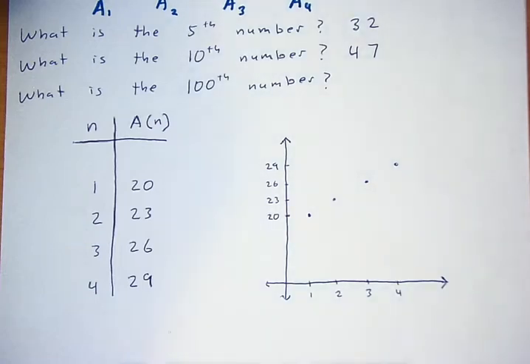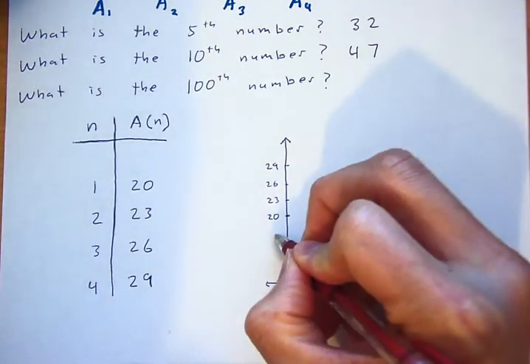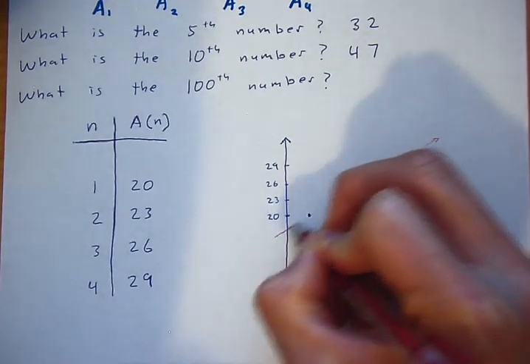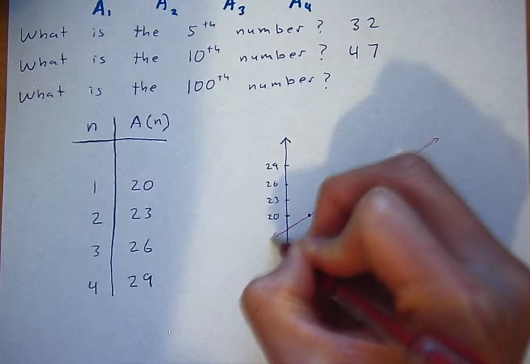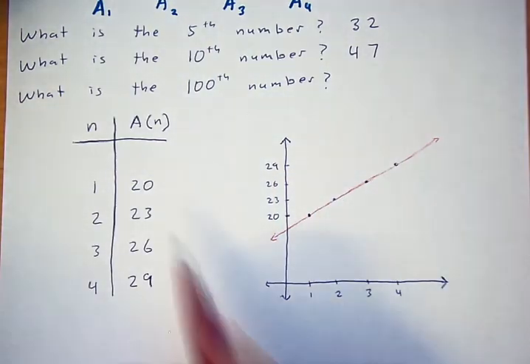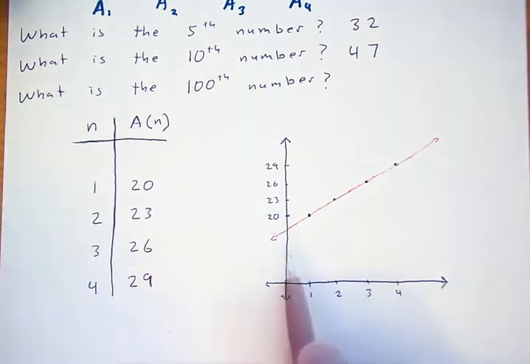And if I were going to connect these dots to form a line, there you go. So if you're looking at this graph, you can tell this is a linear pattern. Linear means it forms a line.